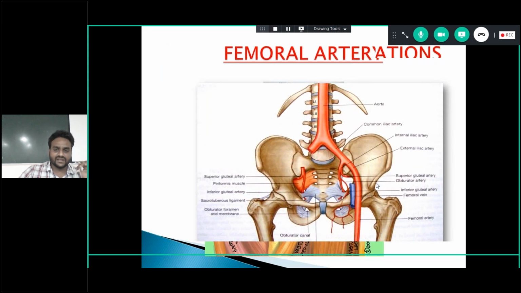So if you see this picture, you see the origin or beginning of the femoral artery. So the femoral artery is the continuation of which artery?